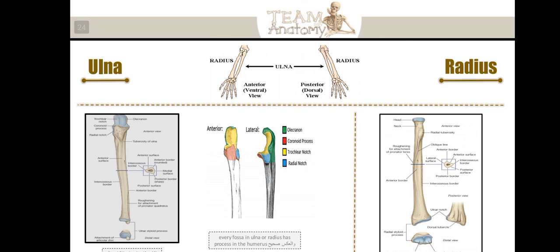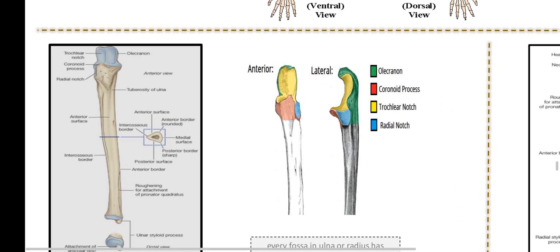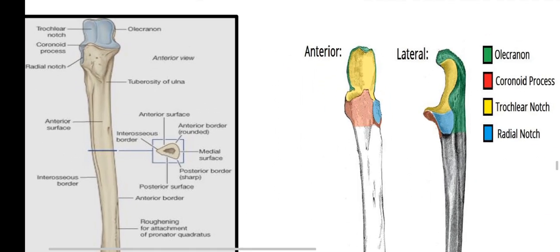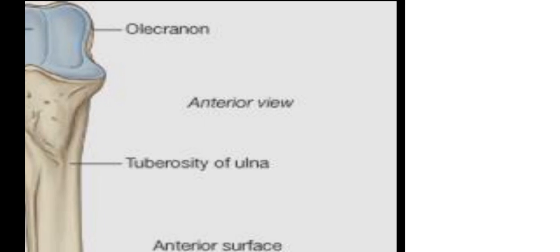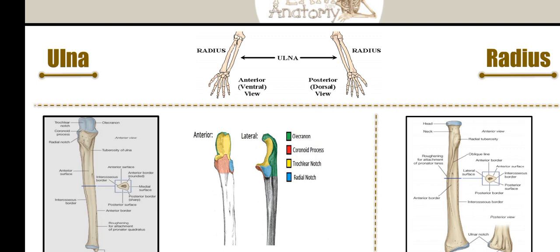These are the pictures. All of them have the grooves, the notches, that actually take in the processes from the humerus, okay? Trochlear notch. This is the ulna. Do you know why it is the ulna? It has the olecranon process. The olecranon process is your elbow, right?